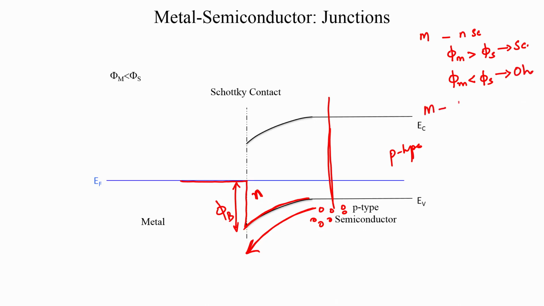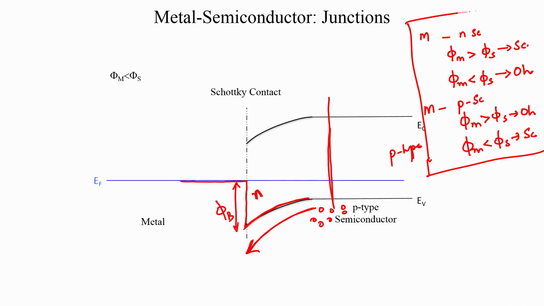In the case of a metal p-type semiconductor junction, when phi m was greater than phi s, we had an ohmic contact, because we are now looking at what the holes are doing at the valence band, and when phi m is less than phi s, we ended up with a Schottky contact. So, that is a summary of the 4 kinds of contacts that we have established, and what we will do from this point on is to study the electrostatics and the current voltage characteristics in each of these contacts.